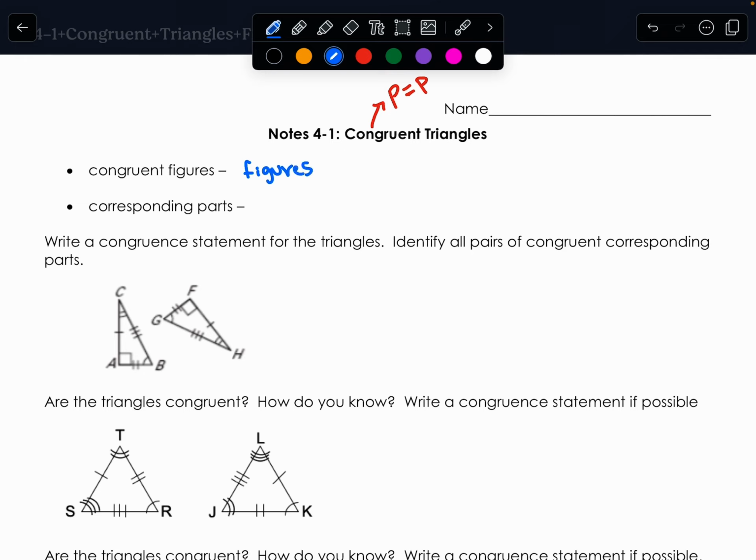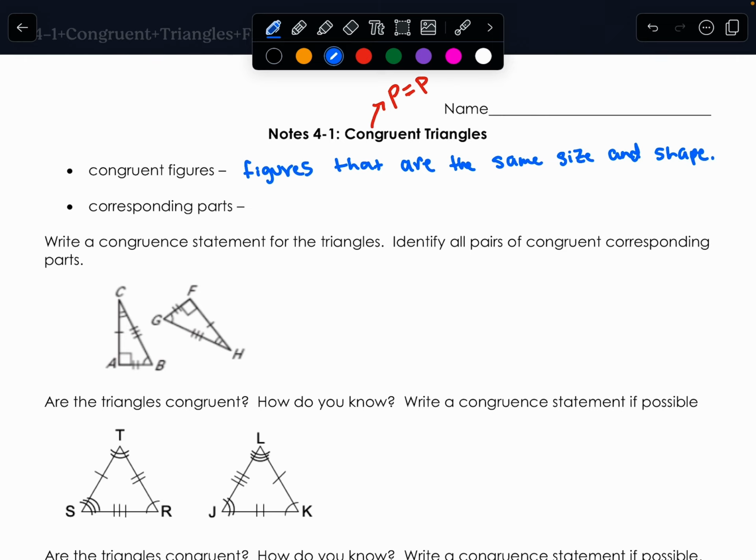figures that are the same size and shape. So you can have a triangle with a perimeter of 10, and you can have a square with a perimeter of 10, but that doesn't make them congruent. They have to be the same shape.